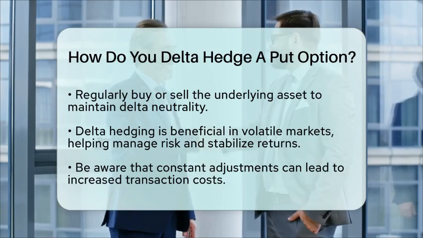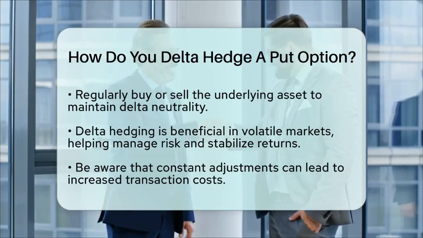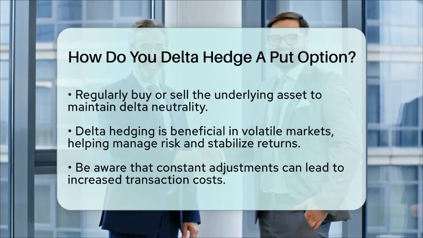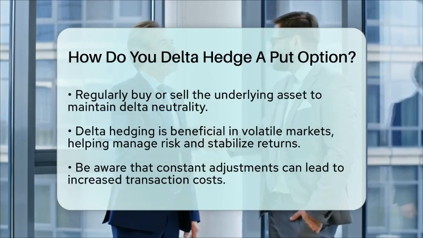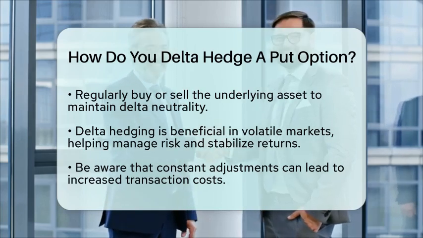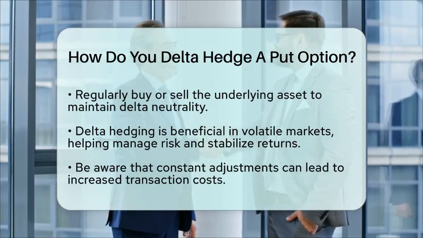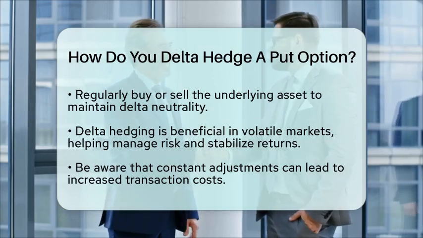In summary, to delta hedge a put option, calculate the delta, determine the hedge quantity, maintain delta neutrality, and make continuous adjustments. By following these steps, you can effectively manage your risk in options trading.